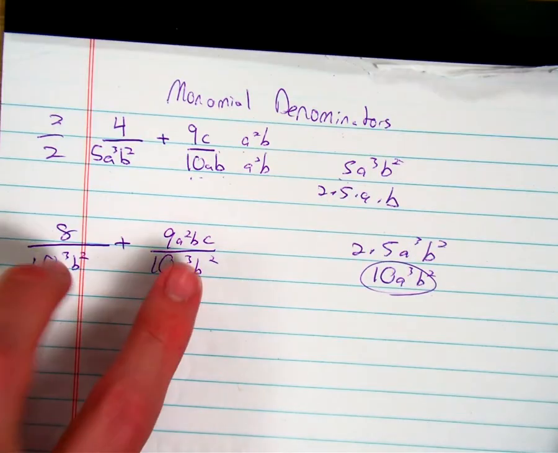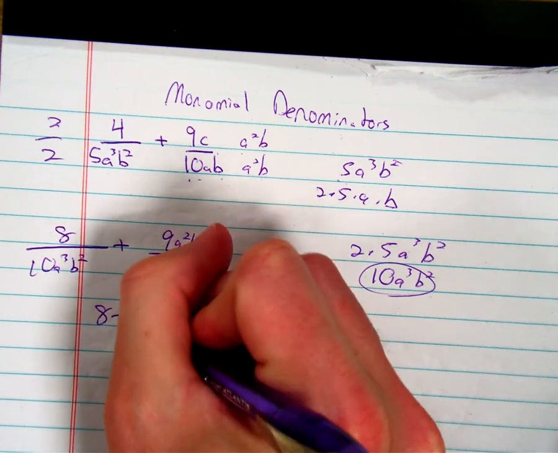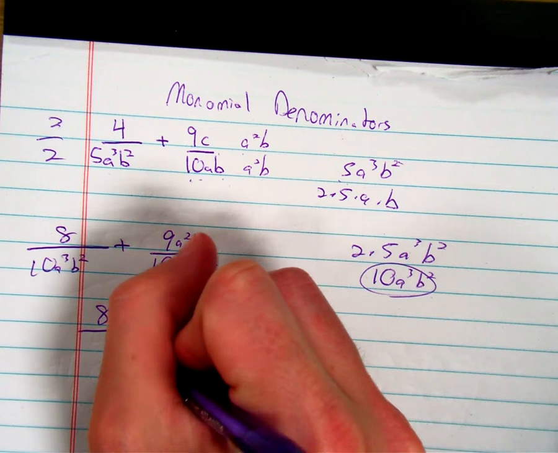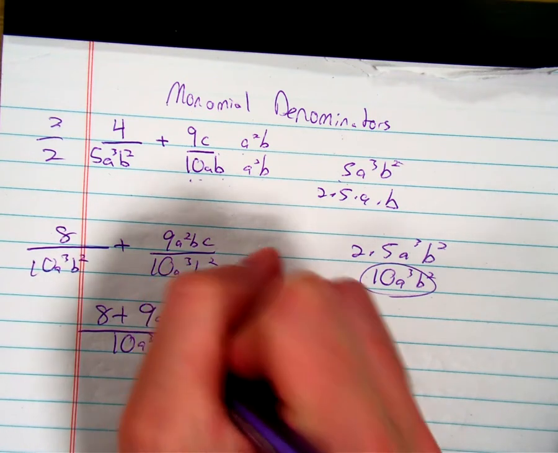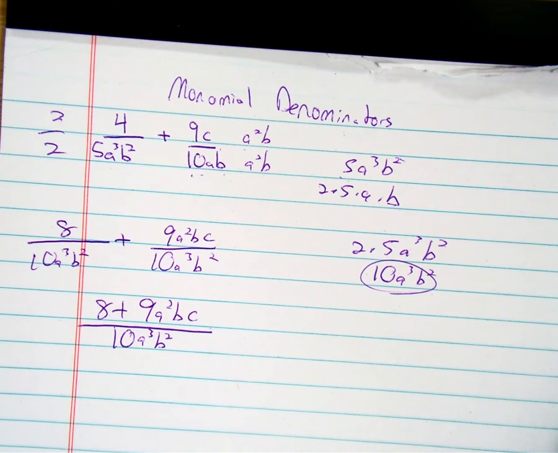Now I have a common denominator, so I can add these two fractions. 8 plus 9 a squared b c, all over 10 a to the third b squared. Ta-da! Doesn't look like we're helping out too much, but that is, quote-unquote, simplified. So that is if you have a monomial on the bottom.